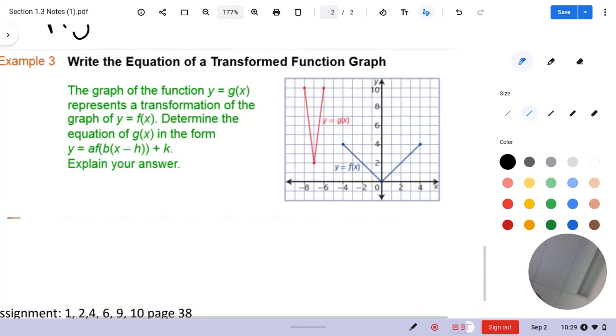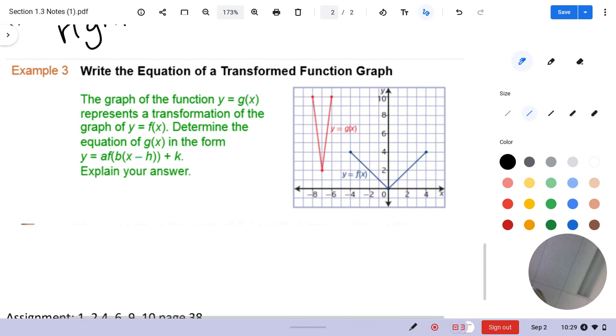Okay, and then the last example is when you have the original is the blue graph and they change it to the red one. We want to know all the pieces and fill in this equation. Okay, so I always start at starting points. I like to look at the vertex here and the vertex here.